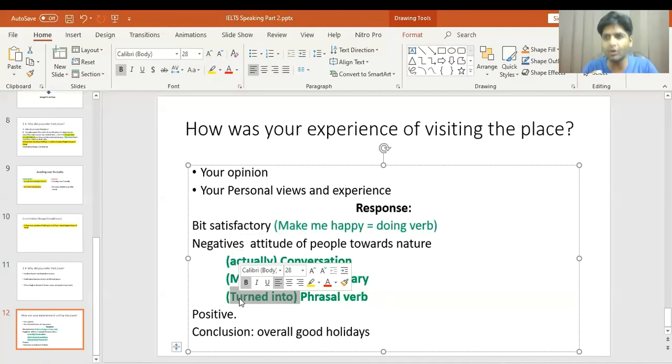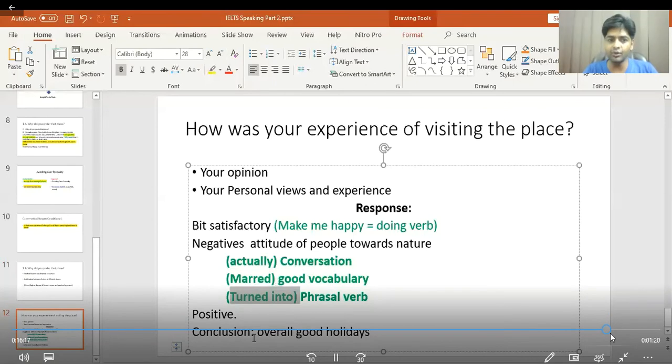You mix up all these things, and at the end you have to conclude it and properly give a positive response. At the end I said, overall these were good holidays about the beautiful nature. So I concluded it. So this is how I have completed my topic, and this is how you can get a good score, and you can include these ingredients in your speaking part 2, and you can get a very good score.